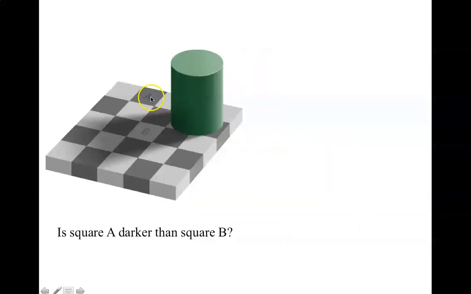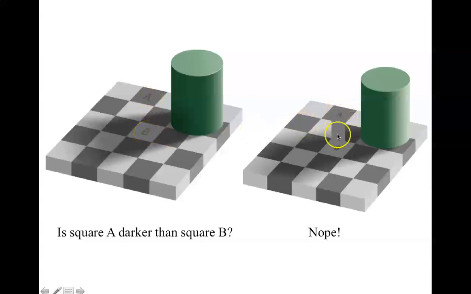Is square A darker than square B? It sure looks like it, but it's not. They're actually the same color. The pixels in square A and square B that are being produced by your computer screen are exactly the same, but your brain is like, oh, this one's in shadow, so that's making it darker than it really is. Basically it edits the interpretation of these light waves and causes this one to look lighter even though it's the exact same color.